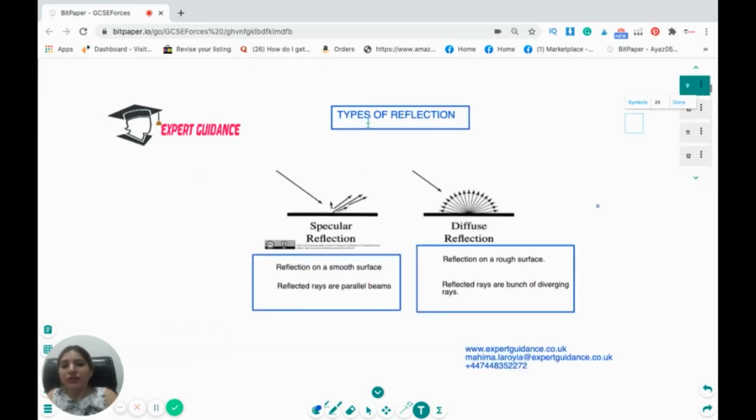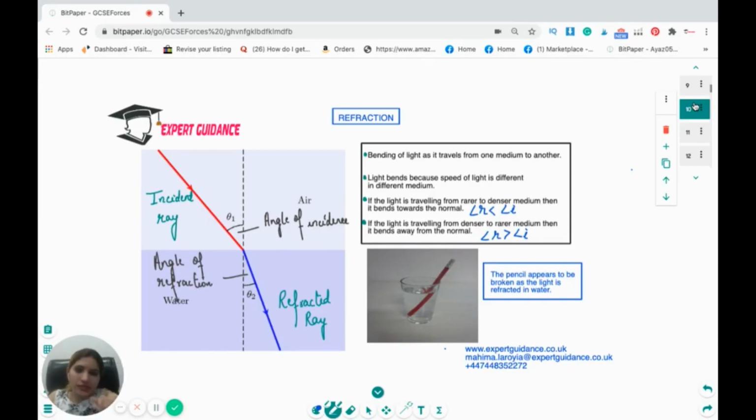Now, reflection can be of two types, specular and diffuse. If the reflection is onto a smooth surface, the reflected rays are just parallel beams. That is known as a specular reflection. On the other hand, reflection on a rough surface, where the reflected rays are a bunch of diverging rays, is called diffuse reflection. Okay, so I hope this concept of specular and diffuse is clear to you.